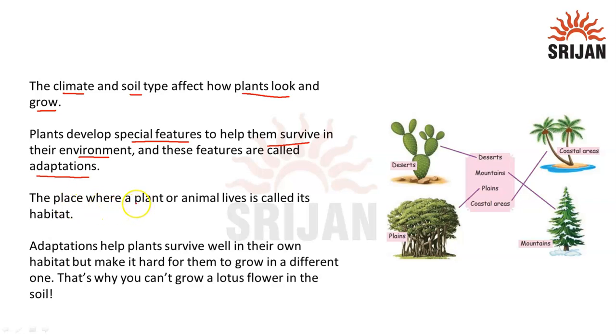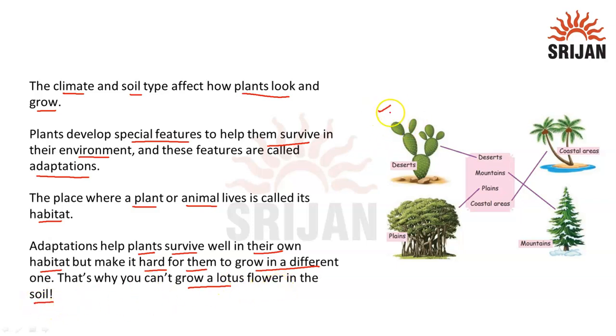And the place where a plant or an animal lives is known as its habitat. Just like the place where we live is known as our home, right? The place where a plant or an animal lives is known as its habitat. It is the adaptation that help the plant survive well in their own habitat. Also, it makes it hard for them to grow in a different environment. That's why we cannot grow a lotus flower in the soil.